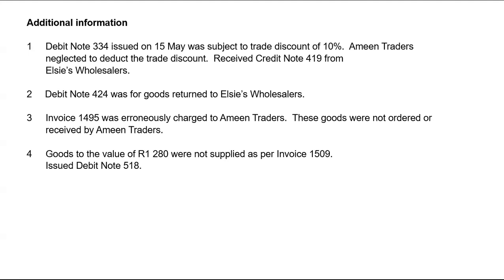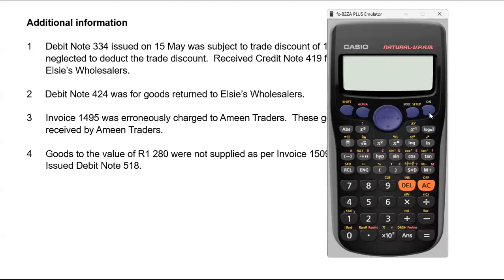For us to determine the true value of these goods that we actually returned to them: 900 times 0.9 gives us 810. So we were not supposed to reduce what we owe LC wholesalers by 900. We were supposed to reduce it by 810. So basically the difference between the two is 900 minus 810. We need to increase what we owe them by 90 rand.